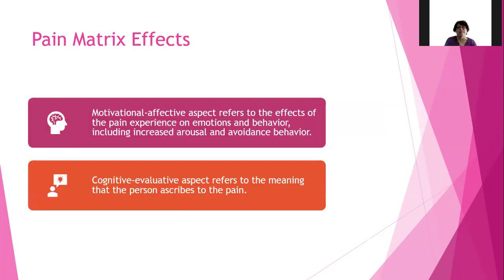The motivational affective aspect of pain refers to the effects of the pain experience on emotions and behavior, including increased neural arousal and avoidance behavior. So that's the not being able to sleep at night or not wanting to do, like, I don't even want to try putting weight on my foot because I know it's going to hurt. The cognitive evaluative aspect refers to the meaning that that person ascribes to pain. So some people, any type of pain is the worst pain ever for them. And some people just say, well, I don't care how much it hurts, I'm going to walk it off or whatever. However you take it that way.